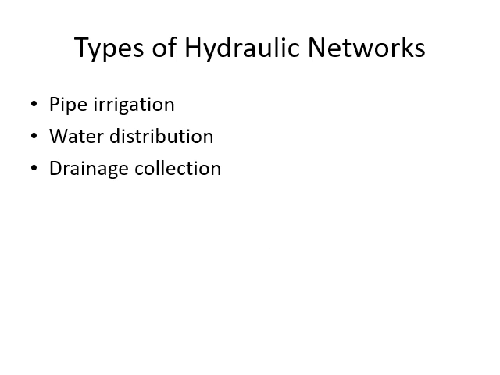There are three types of hydraulic networks that we are going to study. One for pipe irrigation, one for water distribution, and the third for drainage collection. Each of the three types has different details that we are going to discuss together.